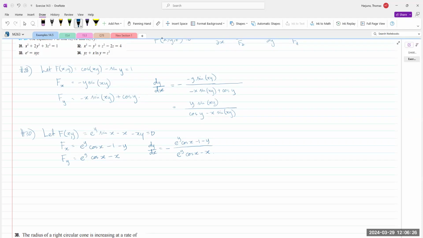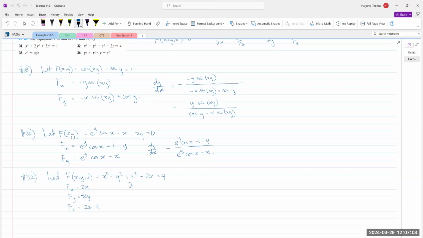Now, how about number 32? Number 32, let f(x, y, z) be x squared minus y squared plus z squared minus 2z, and you set it equal to a constant. So f sub x equals 2x, f sub y equals negative 2y, and f sub z equals 2z minus 2.